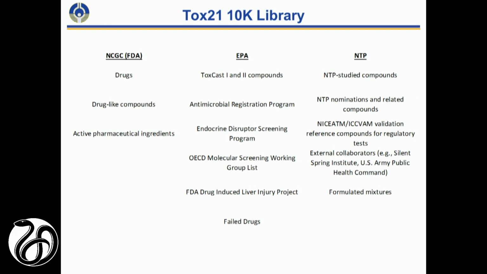So this is where the 10K library came from. NCGC primarily contributed drugs. EPA contributed various failed drugs on the bottom there, chemicals from the endocrine disruptor screening program, various pesticides, things along those lines. And in NTP, we've contributed a sizable number of our NTP studied compounds from the bioassay, nominations, and various NICEATM related compounds, which is a validation group that we have in NTP, NICEATM reference compounds. As you can see, we get a very broad diversity. The diversity of compounds is quite grand from a structural standpoint, relative to what you see in a pharmaceutical company. Although their numbers are much larger, our chemical diversity is very large.